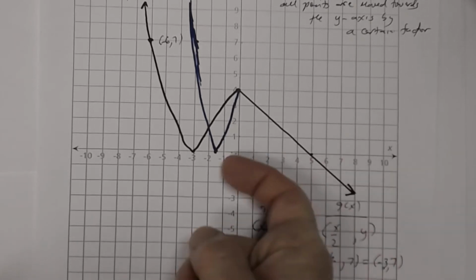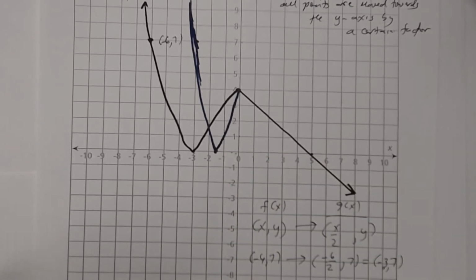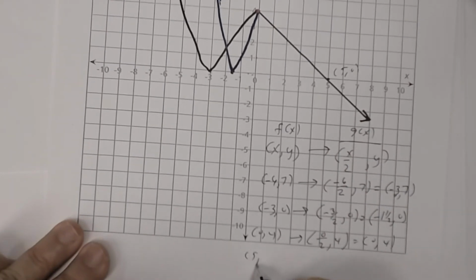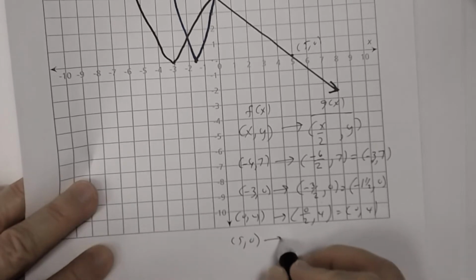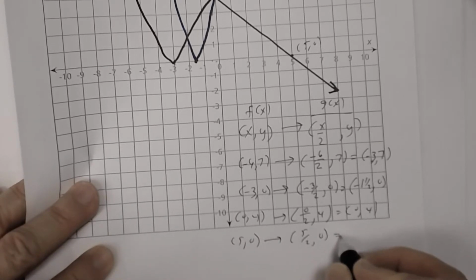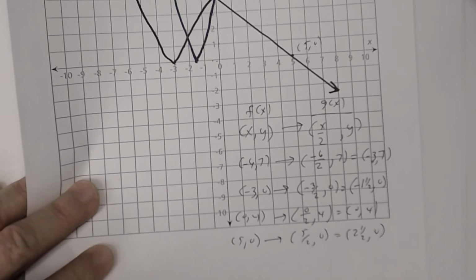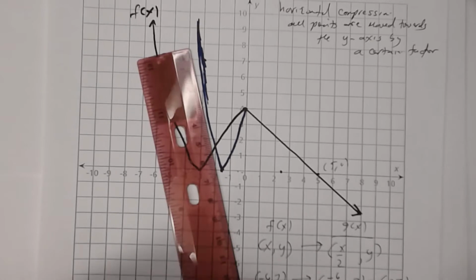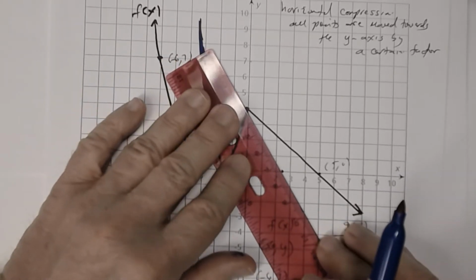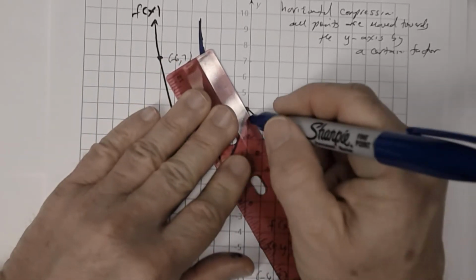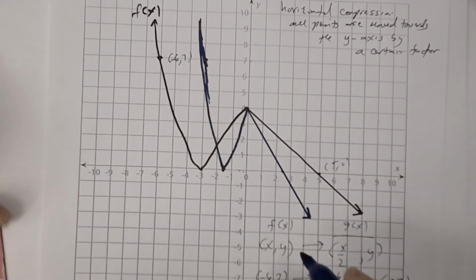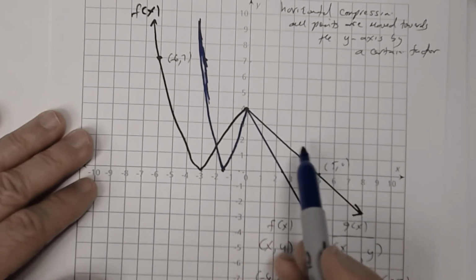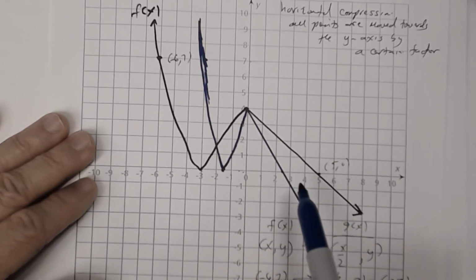So these come this way. Let's take the point, and remember this is the point right here, 5, 0. So 5, 0 becomes the point 5 divided by 2, 0, which is 2.5, 0. And 2.5, 0 is about here. I just take my ruler and draw a ray. Notice again, whenever you're dealing with horizontal compression, you're taking all these points and moving them towards the y-axis by a factor.